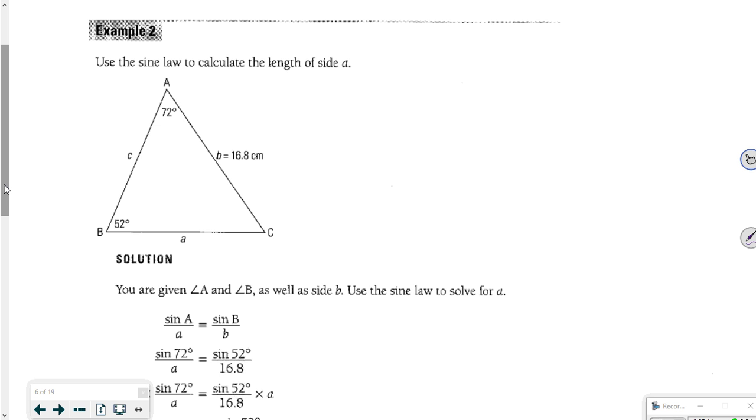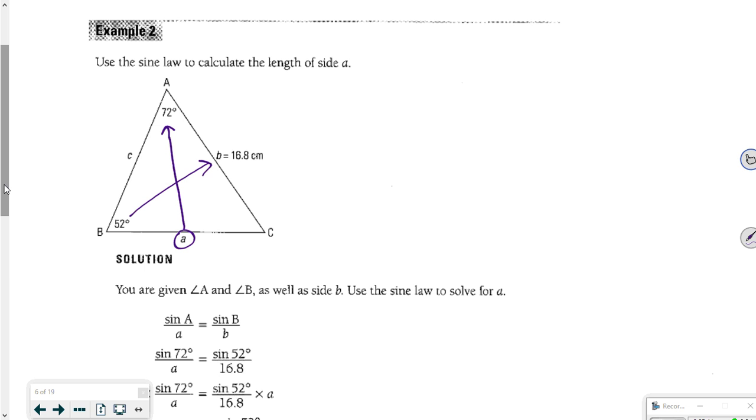So what we have to look for is sides and angles that are across from each other that are paired up. And in this case, we do have a pair. We know the 52, and we know that the side across from it is 16.8. We're looking for side A, which means we have to have the angle across from side A as well. And in this case, we do. We've got the 72 degrees.